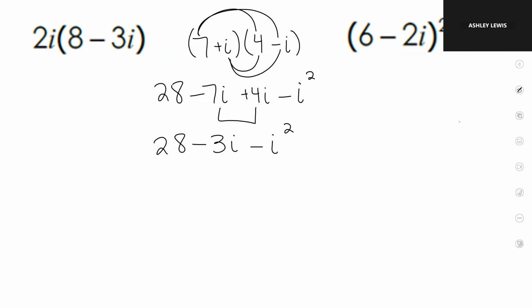Now we're going to use that rule. i squared is negative 1. So guys, look, this is where everyone made a mistake. Not everyone, just some of you guys. i squared, we're not doing anything with this minus sign. I'm changing i squared to a negative 1.